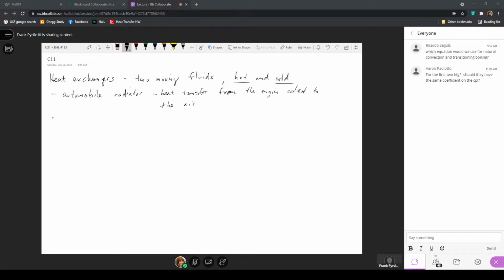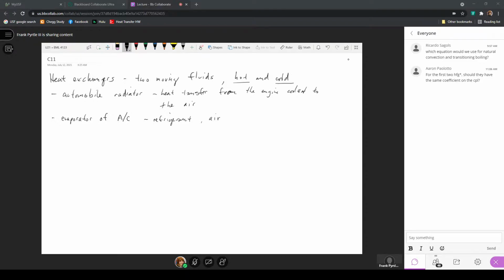In an automobile radiator, the engine coolant will be the hot fluid, and the air would be the cold fluid. This also occurs in the evaporator of an air conditioning unit, whether that's in your car or at your home. Here we have two fluids: the refrigerant and air. The evaporator section is where the refrigerant is going to gain heat from the air so that it's cooling the air.